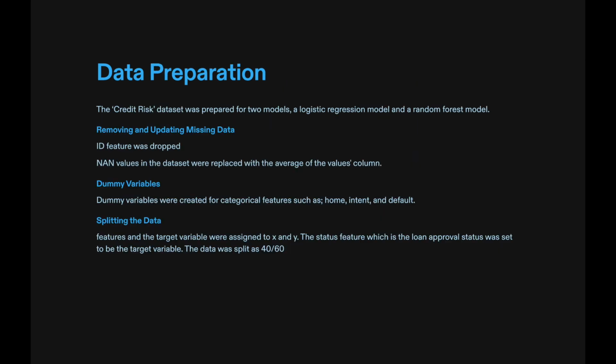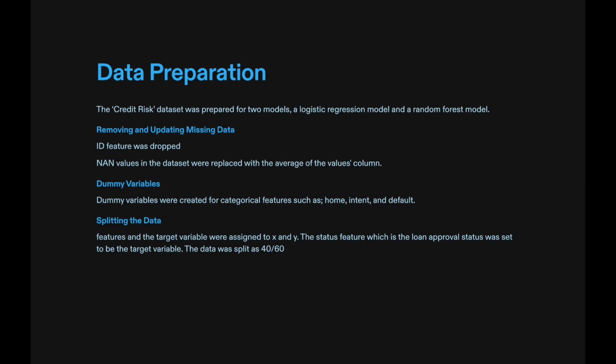The credit risk dataset was prepared for two models, a logistic regression model and a random forest model. The following steps were performed to have the cleanest, most efficient data. First, the ID feature was dropped from the dataset because it was unnecessary and provided no significance to the credit risk analysis. Next, non-values or unusable values in the dataset were replaced with the average of the values column. Dummy variables were then created for categorical features such as home, intent, and default.